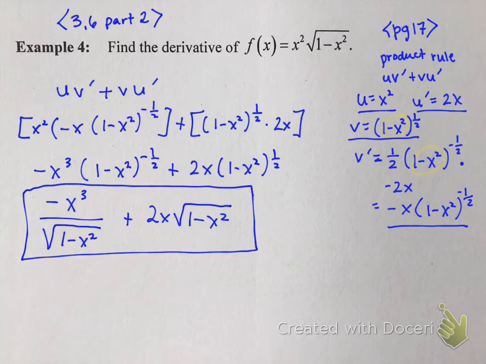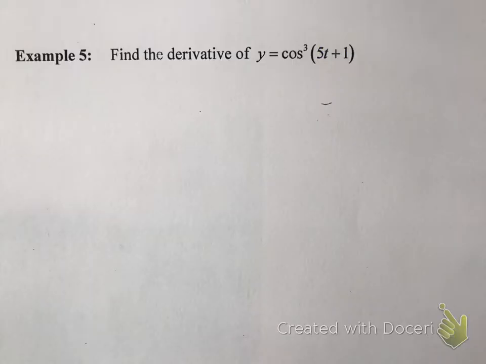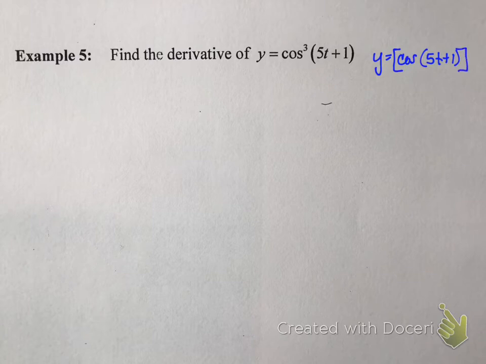Okay, so let's go ahead and look at the next example. I'm still on page 17. Find the derivative of y equals cosine cubed of 5t plus 1. All right, this function, we can rewrite as cosine of 5t plus 1 to the 3rd power. So we can rewrite it like that.